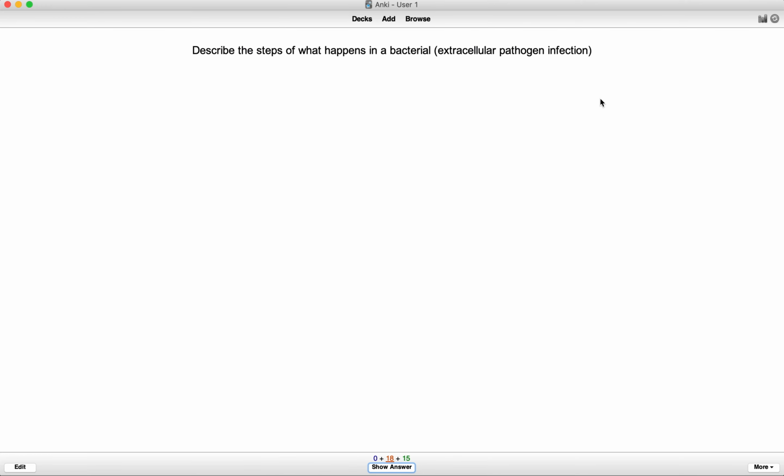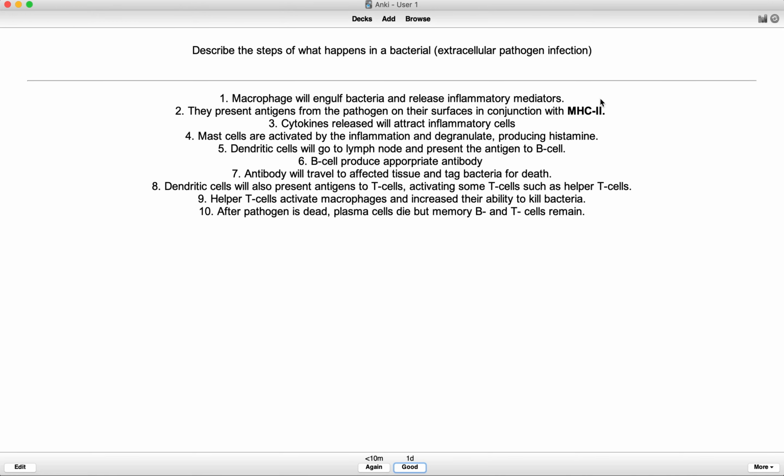Describe what happens when a bacterial extracellular pathogenic infection occurs. So we have the macrophage that comes in and engulfs the bacteria through endocytosis and breaks it down using its own enzymes. Then MHC class 1 molecules present pieces of the bacteria on the surface of the macrophage. Killer T cells come in, recognize the antigen, and bind to it. In the case where the bacteria decrease MHC class 1 molecules, natural killer T cells come in. And we also release cytokines too, but I keep forgetting that.